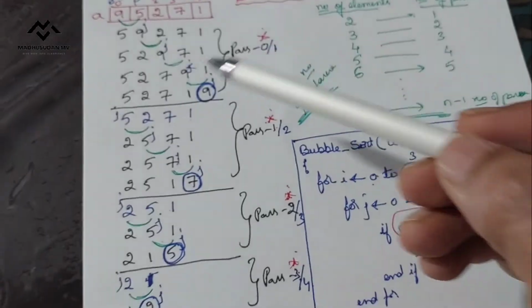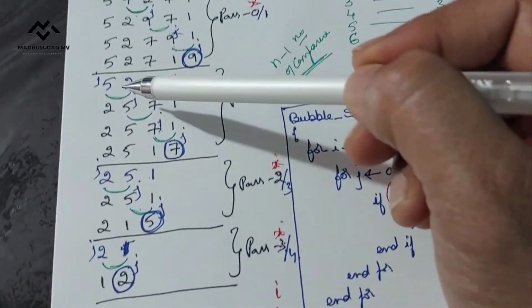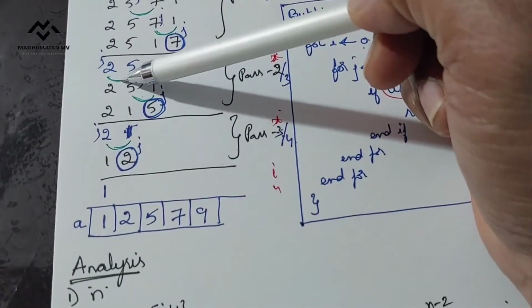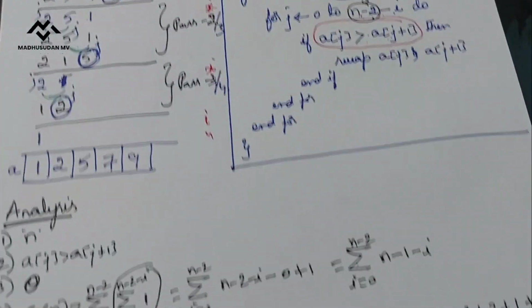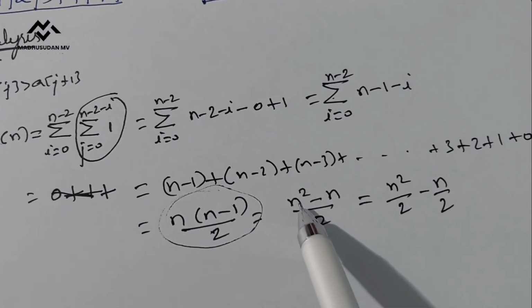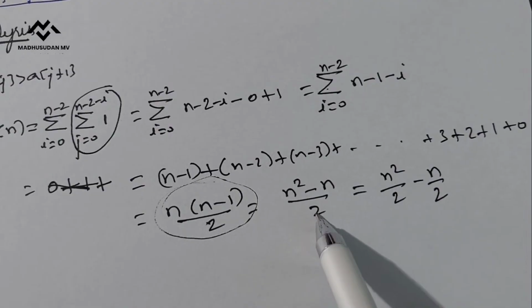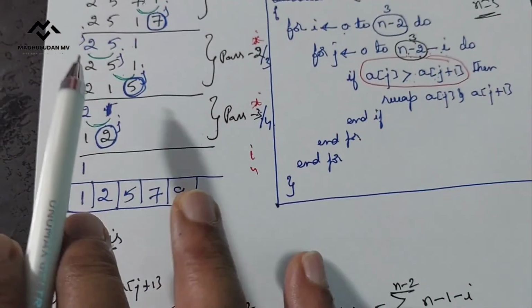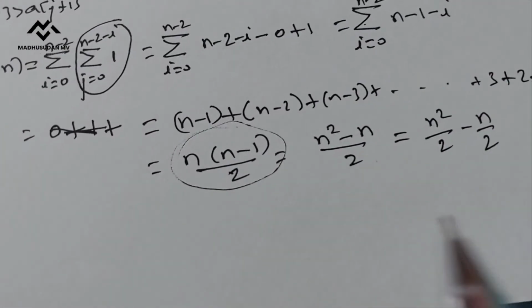See, observe here, how many times did we compare? 1, 2, 3, 4, 5, 6, 7, 8, 9, 10. 10 times. For how many elements? 5 elements. See, replace n by 5. 5 square is how much? 25. 25 minus 5 is 20. 20 by 2 is 10. So exactly we are using 10 times. Here also we proved it mathematically. So this is the mathematical analysis.